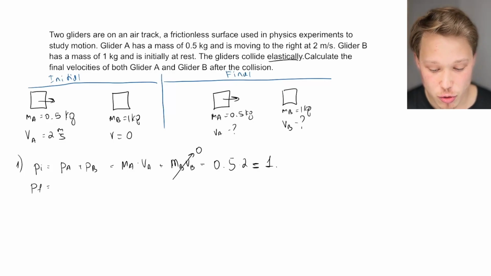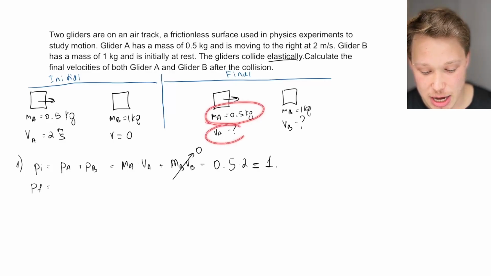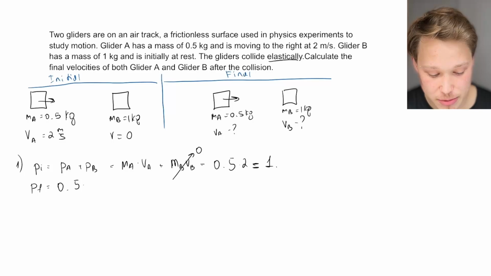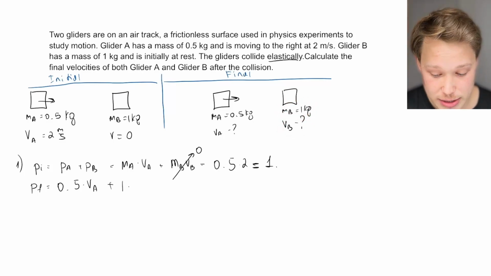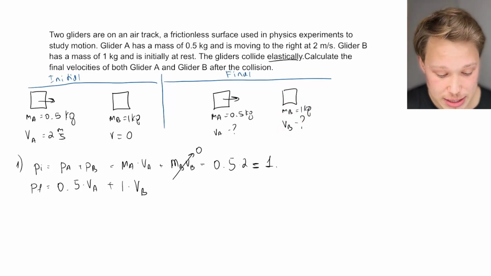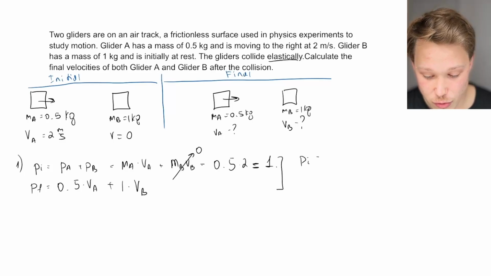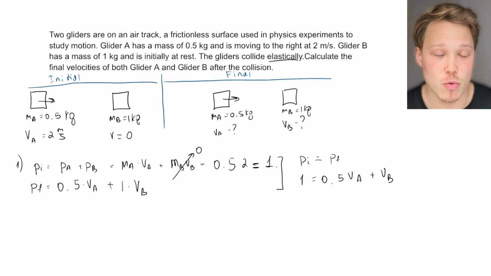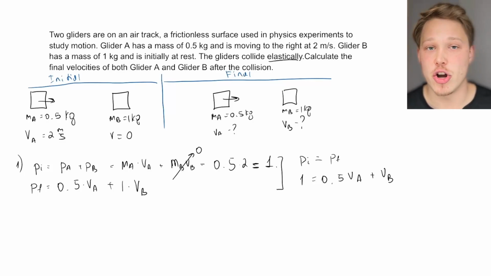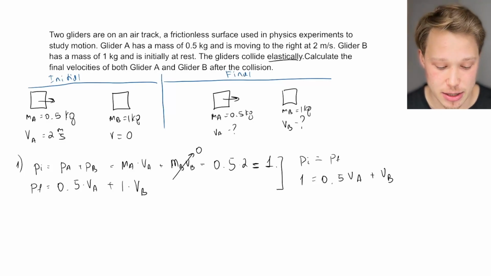Final momentum is going to be mass of A times V of A, 0.5 times VA, which is unknown, plus mass of B, 1 kilogram, times velocity of B. So 1 times V of B. Now let's set the initial momentum equal to the final momentum. Initial momentum is 1, final momentum is 0.5 VA plus VB. Of course, we have two unknowns in this equation, which we are not able to solve. So this is where the fact that this collision is elastic comes in.